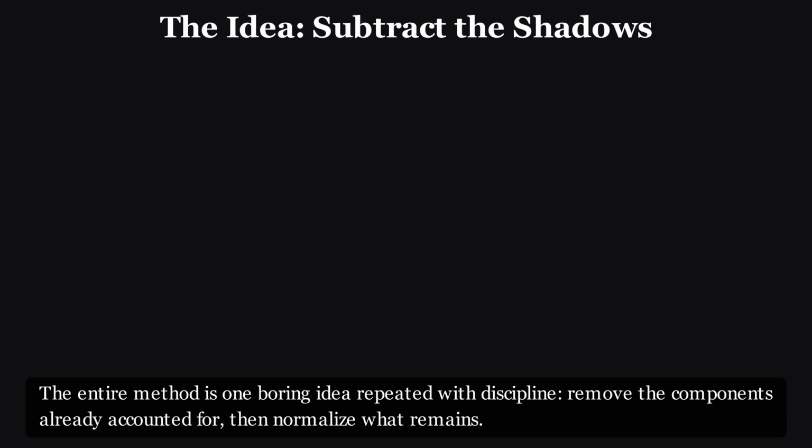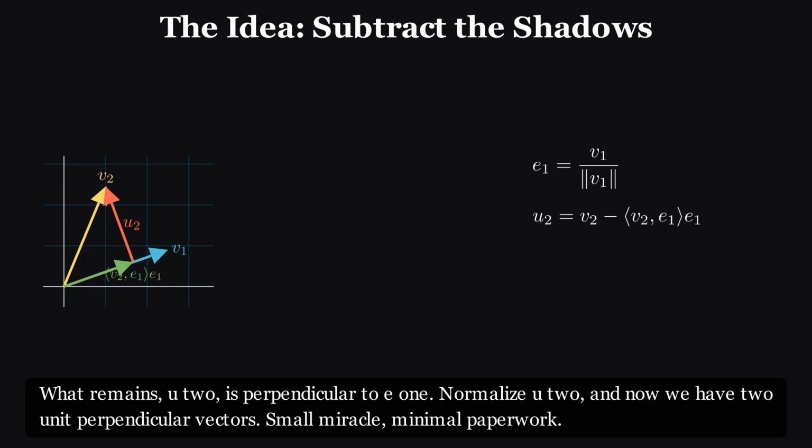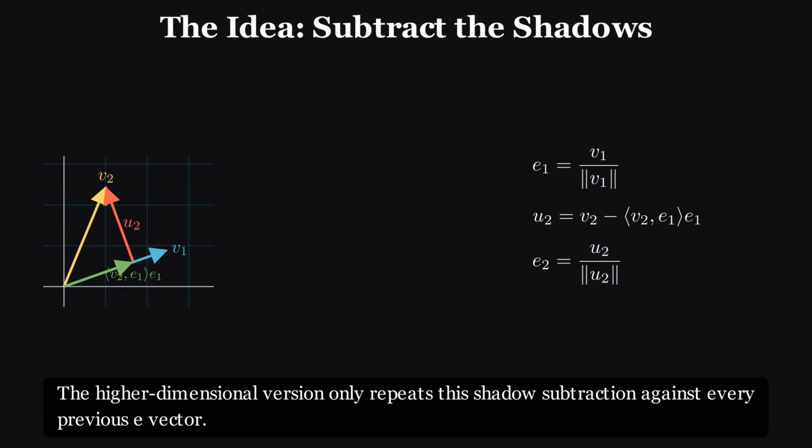Remove the components already accounted for. Then normalize what remains. Start with V1. Normalize it to get E1. Then look at V2 and subtract its shadow on E1. What remains? U2 is perpendicular to E1. Normalize U2. And now we have two unit perpendicular vectors. Small miracle. Minimal paperwork. The higher dimensional version only repeats this shadow subtraction against every previous E vector.